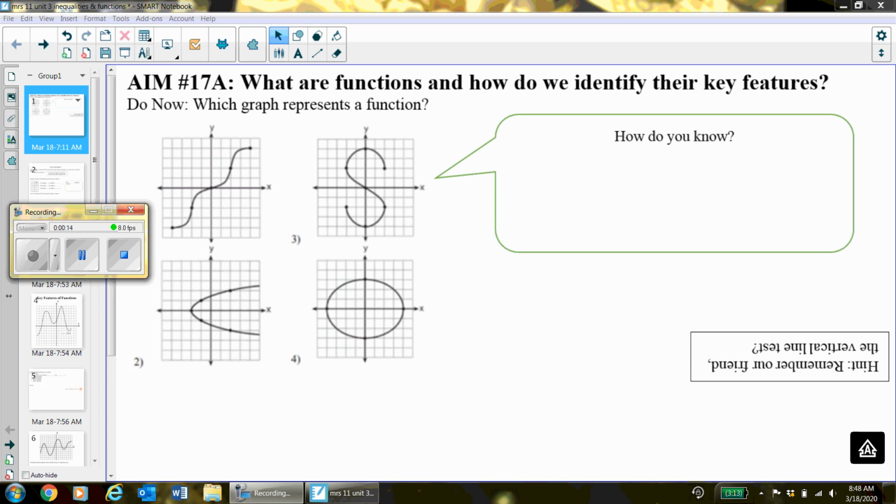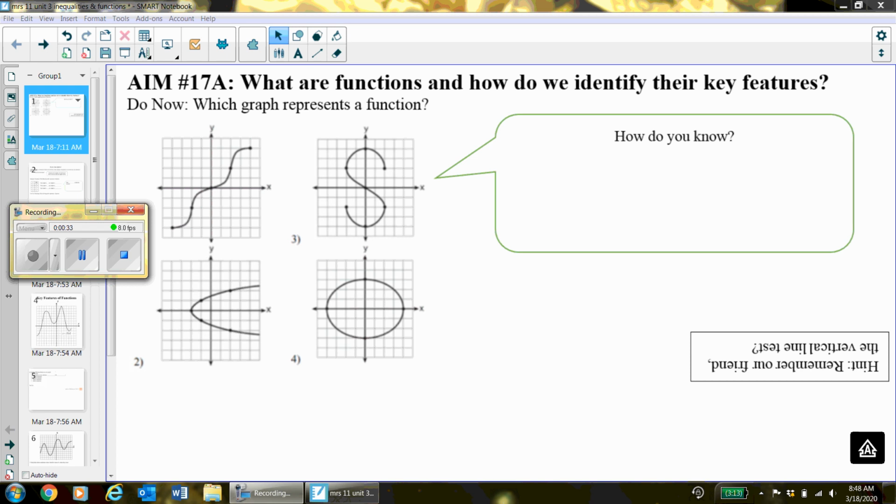So I'm going to go through the do now with you. If you want to take the time to try to answer it yourself, pause the video here. And then if you want to check your work, press play after you're finished. Okay, so let's get started. Which graph represents a function?